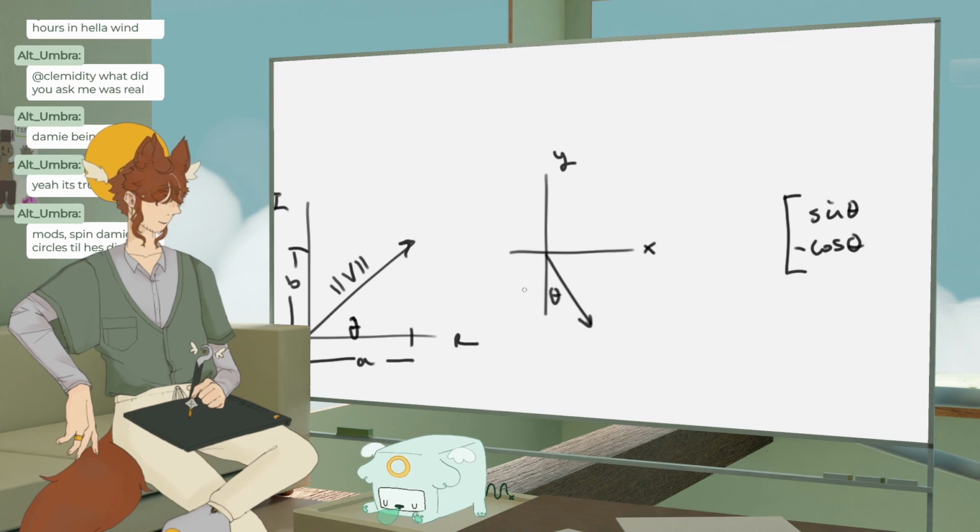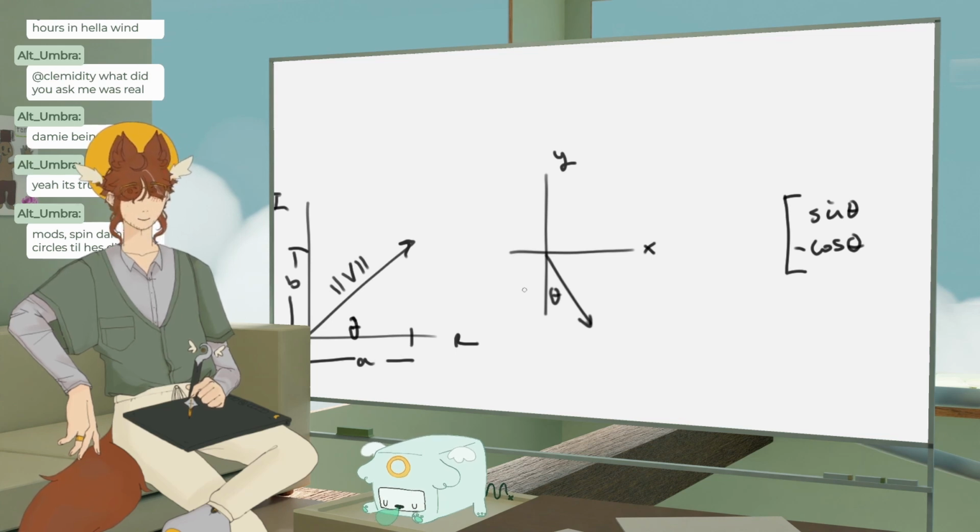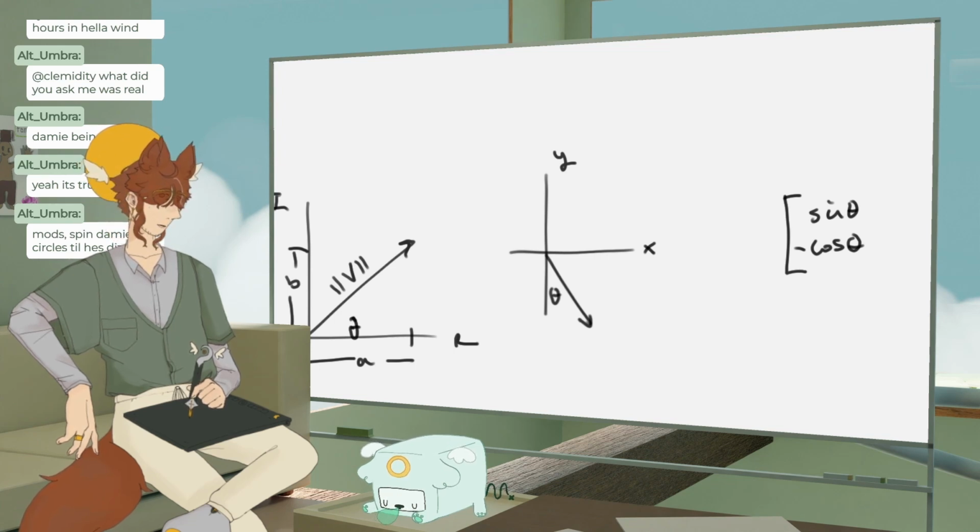Spin Damien in circles till he's dizzy. Oh, the vectors like it in the washing machine. Don't worry about me, we're playing a game. Oh, vector and washing machine.